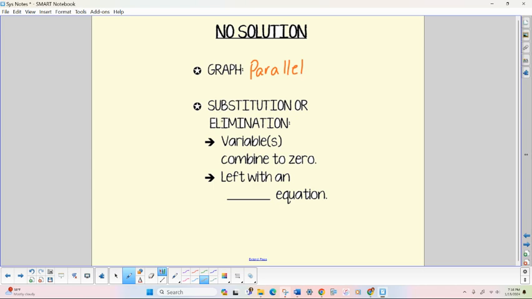What happens if we do substitution or elimination? We're going to find that our variables combine to 0. So we're going to get like 0x equals 12. And if we think about this, you can't divide both sides by 0. 0 times what gives you 12? Nothing. Even if you try dividing both sides by 0 in your calculator, you're going to get an error back. What you're left with is an untrue equation, or a false equation, if you will. So whenever we get this weirdness where the variables go to 0, and we solve it, we end up with something that's not true.